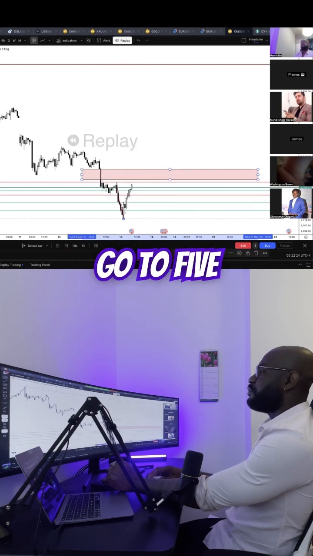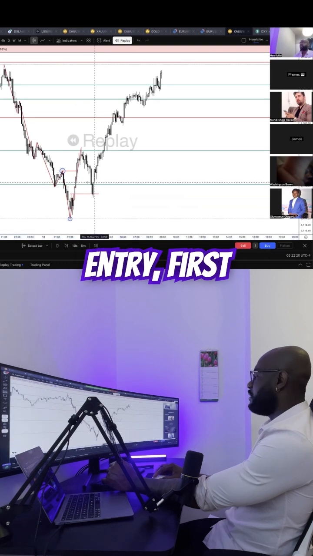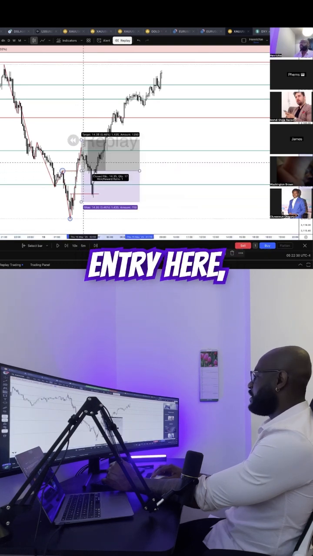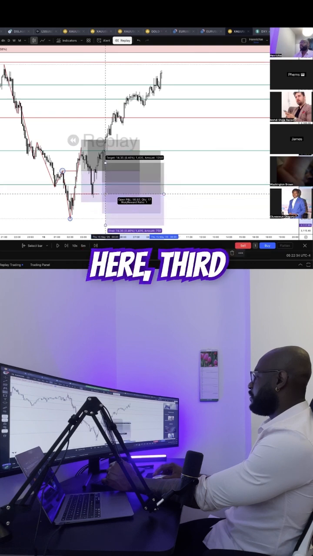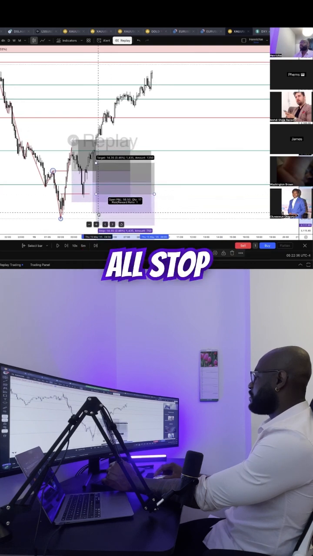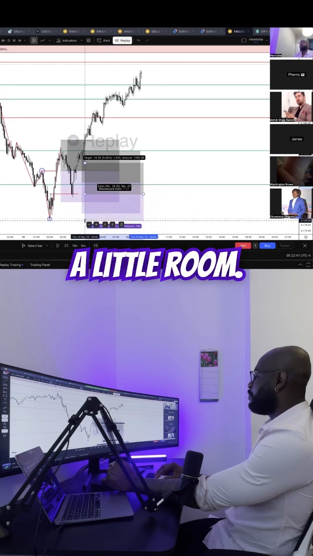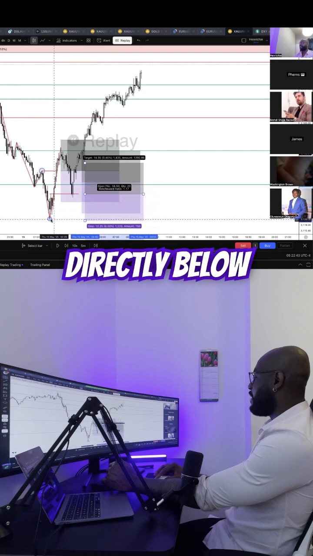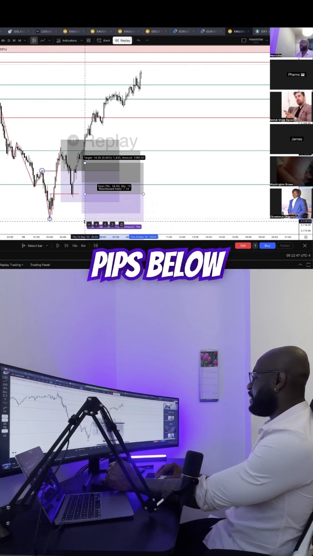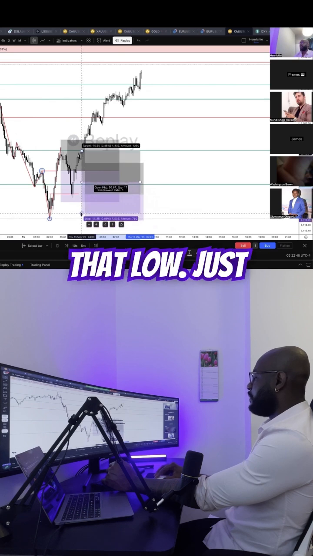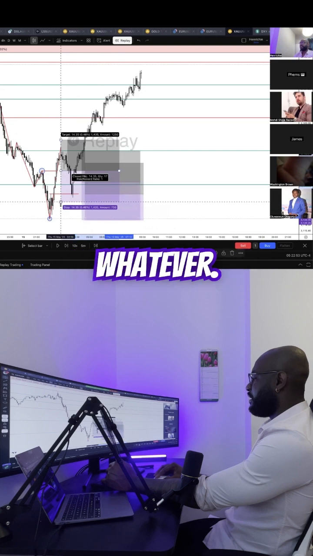If we go to the 5 minutes time frame, let's say this is your first entry here, second entry here, third entry here. All stop losses resting here. Give it a little room. Don't ever place your stop loss directly below the low. Give it a little room, even if it's 1, 2 to 3 pips below that low, just due to spread or slippage or whatever.